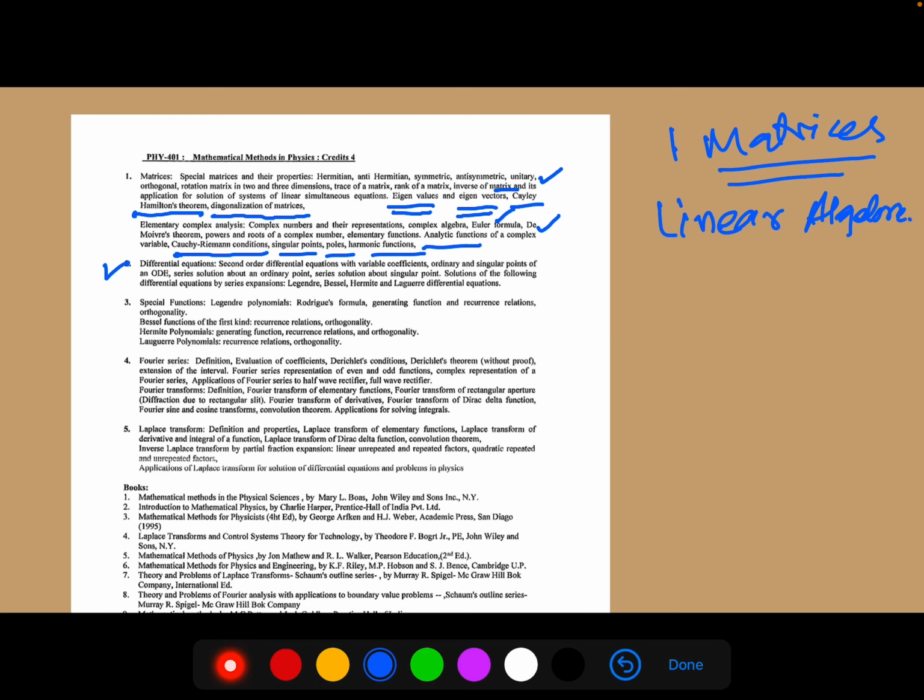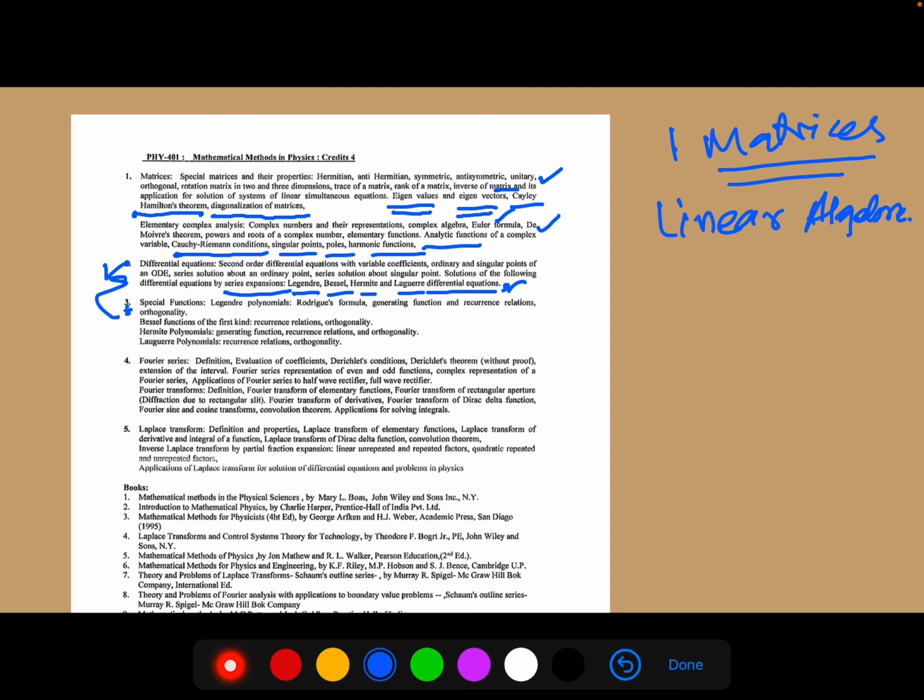Solution about singular point. Solutions of the following differential equations by series expansion, like binomial expansion, or there are various expansion series. That type of series we are also going to discuss. Also, Legendre polynomial, Legendre expansion, Bessel's expansion, Hermite, Laguerre. These we are also going to discuss. Okay. On this basis, our third chapter is related to second chapter.